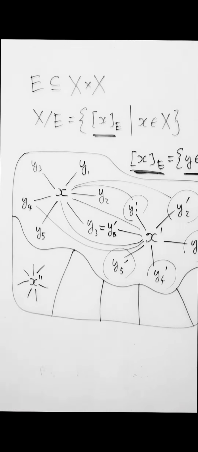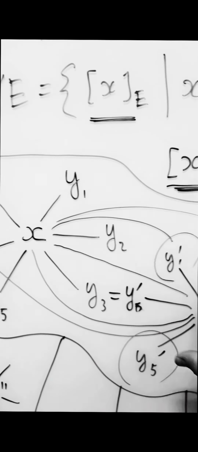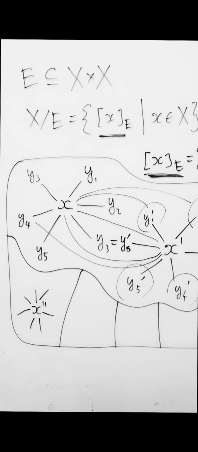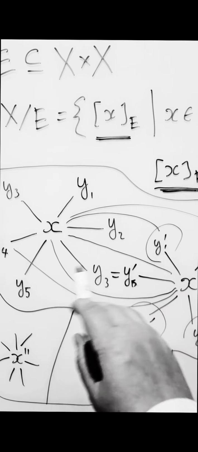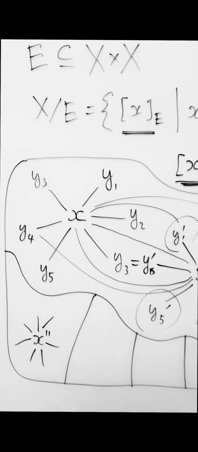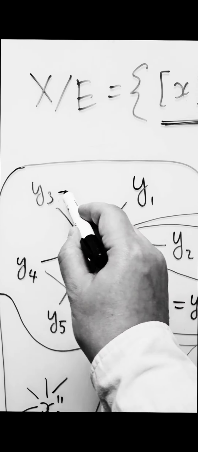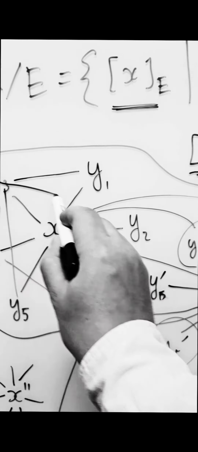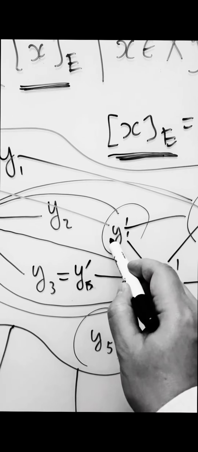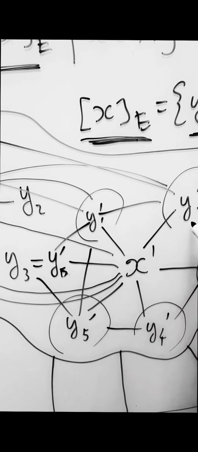As a final remark, note that in each of these blocks, in each of these equivalence classes, in fact, all elements are linked to each other by a line, once again by transitivity. So any two of these objects will always be linked with each other.